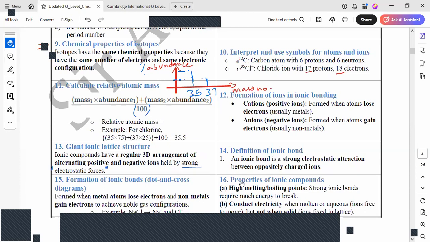Next is properties of ionic compounds. Ionic compounds have high melting and boiling points. Strong ionic bonds require much energy to break because they have strong electrostatic force of attraction between ions. Conductivity: ionic compounds conduct electricity when they are molten or aqueous, because the ions are free to move, but not when they are solid because ions are fixed in the lattice. Electricity is the flow of charge, so when the ions are not able to move, they will not be able to carry the charge.